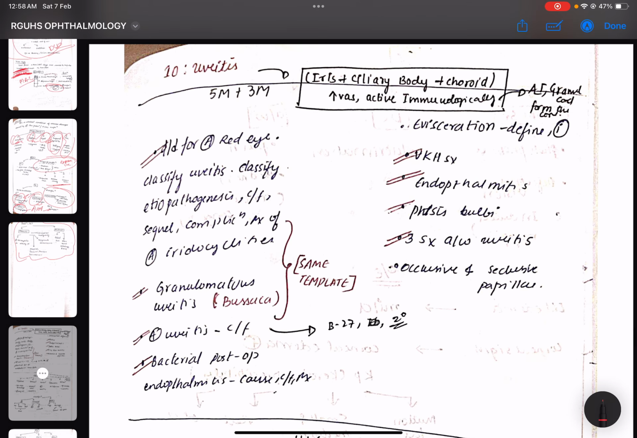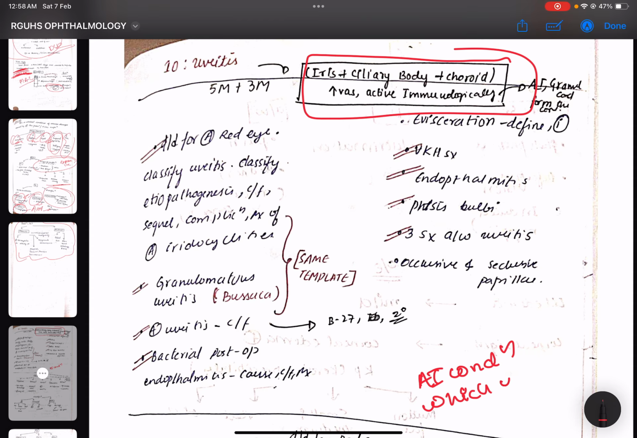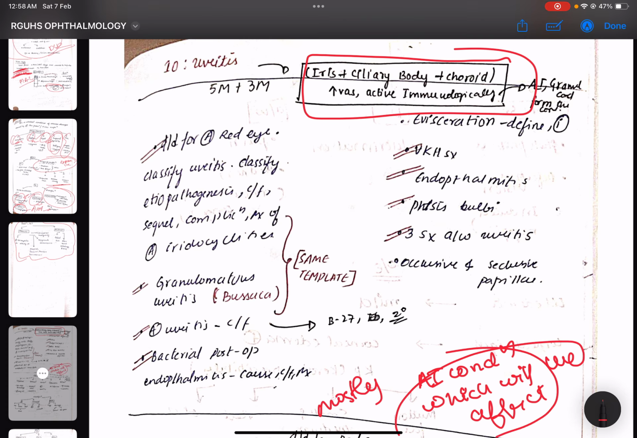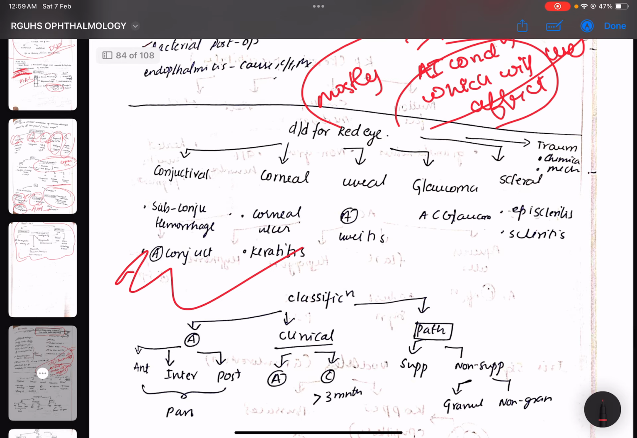Again, uveitis. The important thing here is you should know what is there in the uvea. Obviously, it's the iris, ciliary body and choroid. Basically, the important thing is it's an autoimmune condition which will affect the uvea mostly. Then the important thing is bacteria. Then bacteria is almost equal to trauma. If you know this, then you know how to place clinical features, investigations, and basic management also. But what happens here is, again, these are the differentials for red eye, I'm sure.